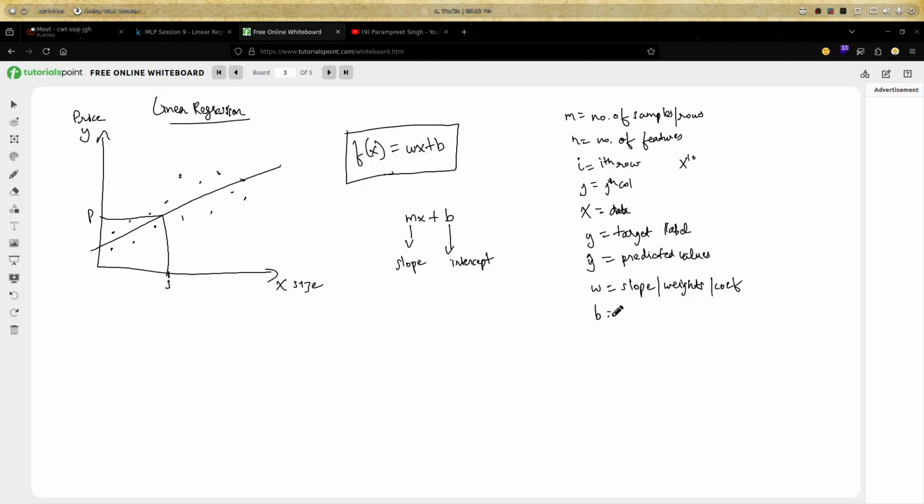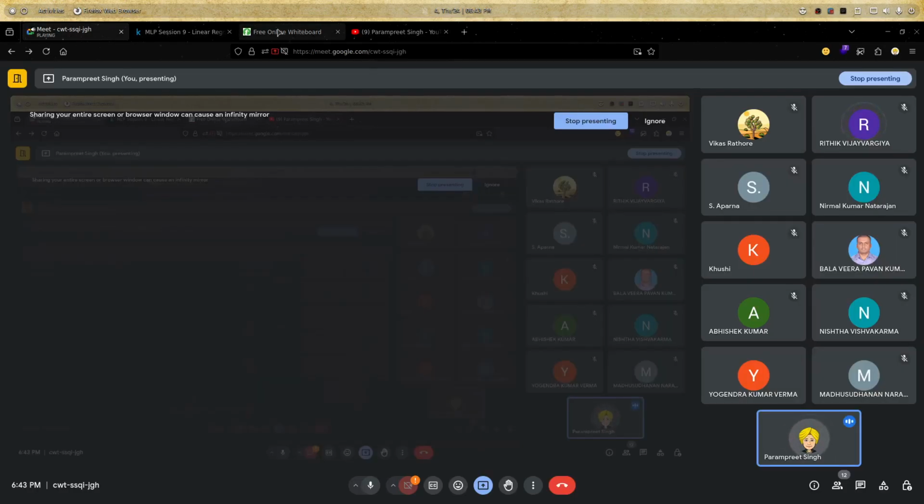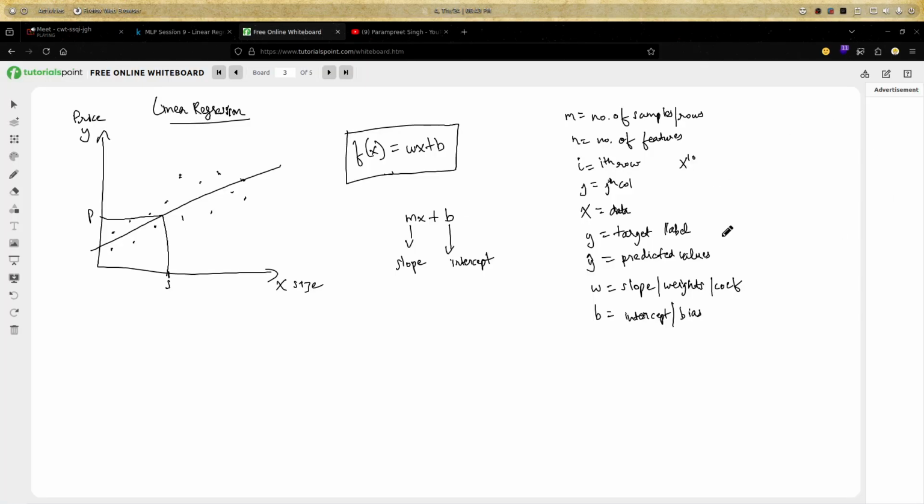And we also have b, which is the intercept. In machine learning terms we call it a bias. So these are some of the basic notations. Are you all clear with these notations? If you have any doubt in these notations... Oh, yes. Okay, so these are the basic notations.